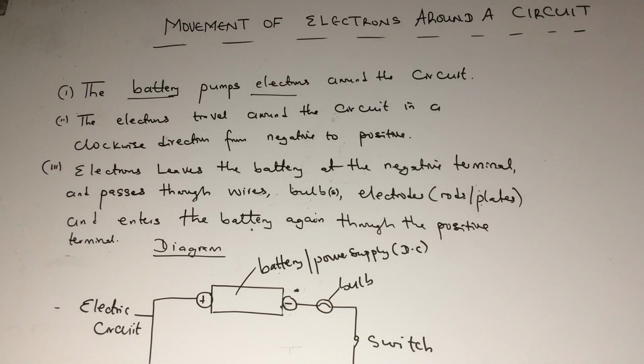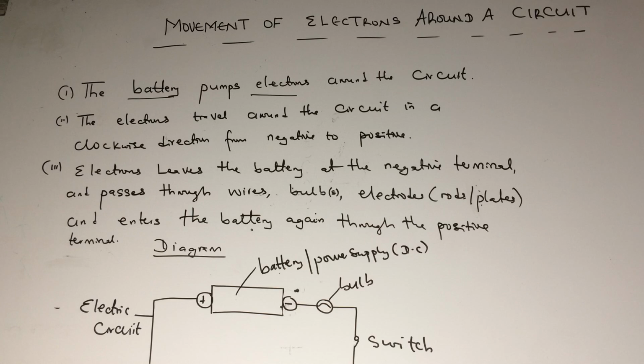The battery pumps electrons around the circuit. The first thing you must know is that the function of the battery or the power supply is to pump electrons around the circuit. These electrons travel around the circuit in a clockwise direction from negative to positive. That is, from the negative terminal of the battery to the positive terminal of the battery.